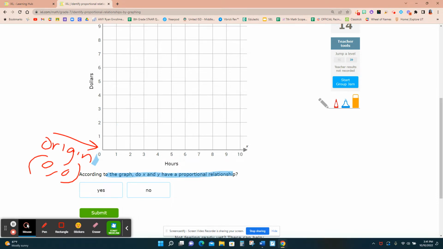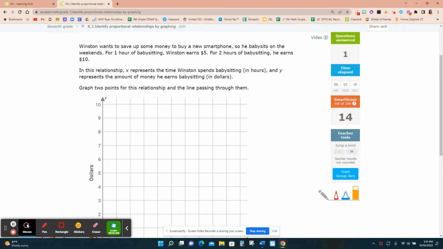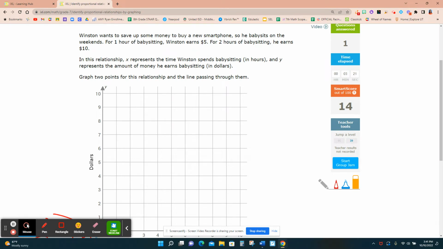So let us begin. The problem reads, Winston wants to save up money to buy a new smartphone, so he babysits on the weekends. For 1 hour of babysitting, he earns $5. For 2 hours of babysitting, he earns $10. In this relationship, X represents the time. This is very important. So the X is going to represent the time he babysits in hours, and the Y is going to represent the amount of money he earns.